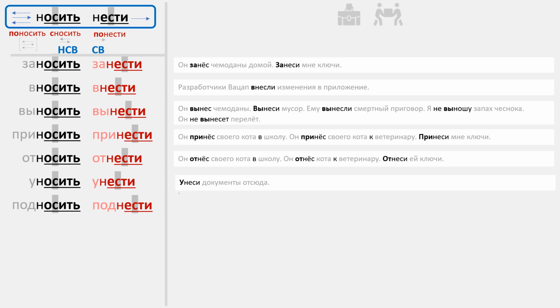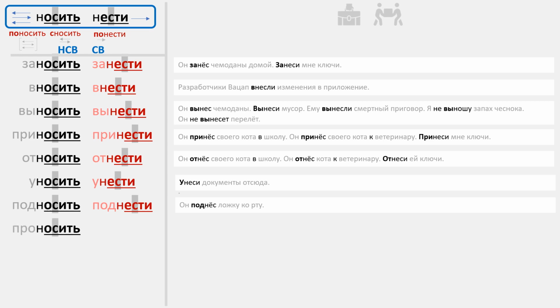Подносить, поднести. To carry and bring something or somebody close to a place or to a person. He brought the spoon to his mouth. Он поднес ложку ко рту.